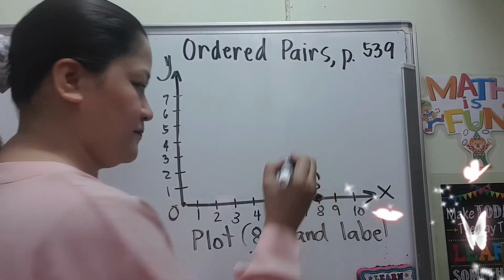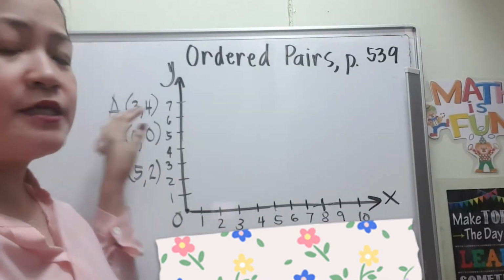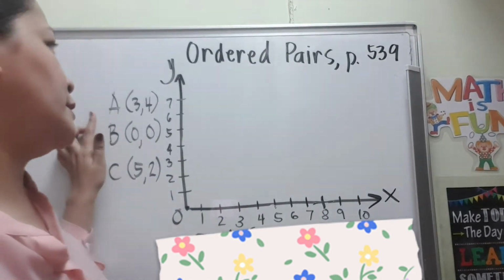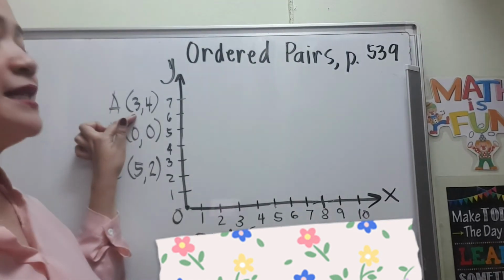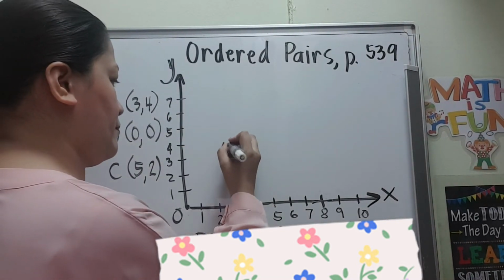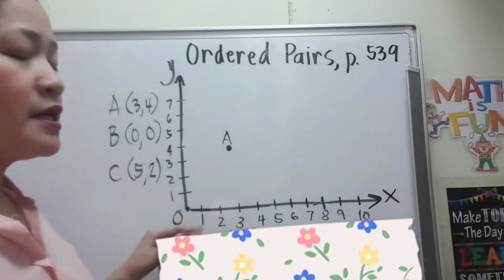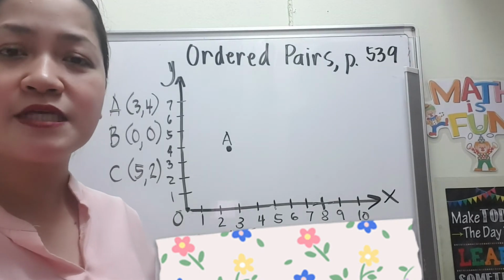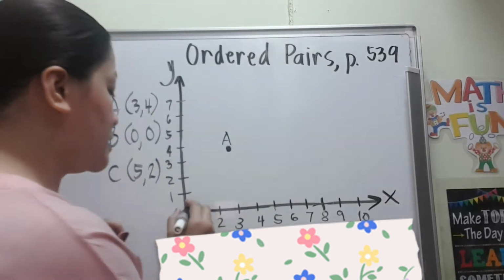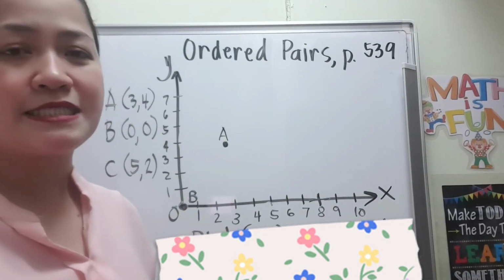Now, for more practice, let us plot these points on our coordinate grid and label them according to their letters. Point A will be at 3, 4. So 3 and then 4. That is point A. Then point B will be at 0, 0. Remember what I told you at the start? 0, 0 is the origin. So this is 0 for both x and y. That means this point is point B, or the origin, which is 0, 0.